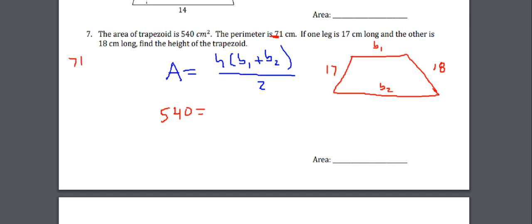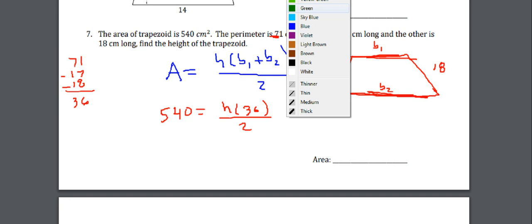So if I take 71, and subtract 17 and subtract 18, we're going to get 36. Now, both of these sides added together are going to equal 36. Do we need to know what each side is precisely? No, because we want to add those up anyway, but both of those added together are going to be 36. Okay? And it tells me we want to find out what the height is. We don't know what that is, and we have to divide it by 2.